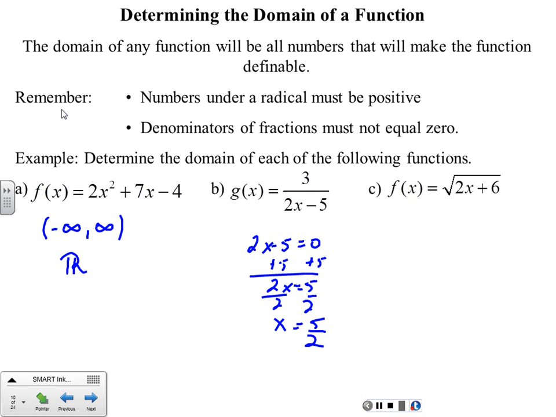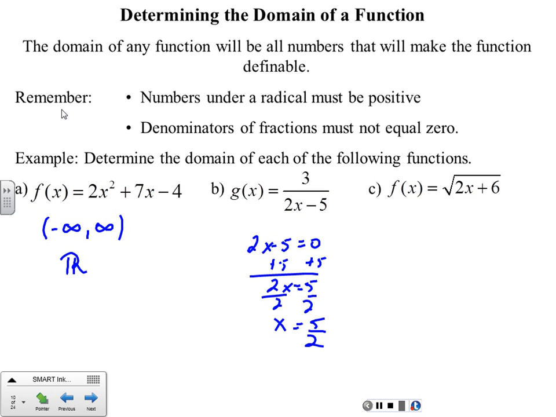Because if you plug 5 halves in for x, because you remember your domain is your x values, you're going to get a 0 in the denominator, and that makes it undefined. So that means if I graphed 3 over 2x minus 5, it's going to be discontinuous at 5 halves. And when we get into chapter 9, maybe, we'll talk about that a little bit more.